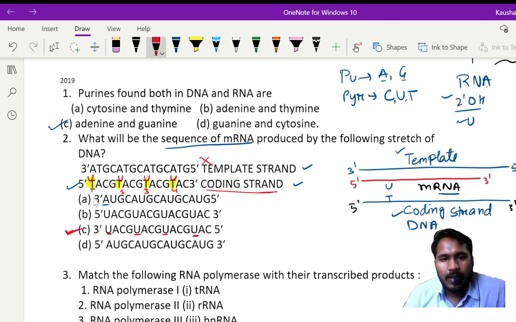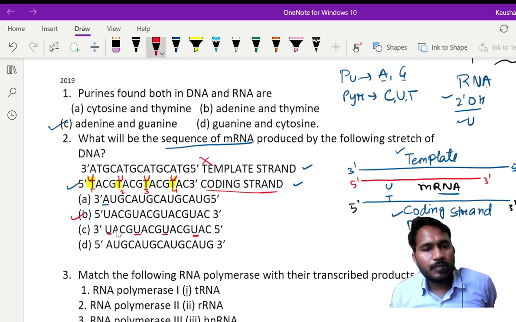Okay. Second thing, you have to match the prime. It should be 5 prime to 3 prime. So the answer will be, it should be 5 prime to 3 prime. Okay, this will be your answer. Hope you understand this.